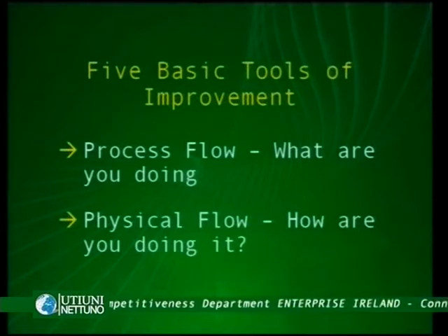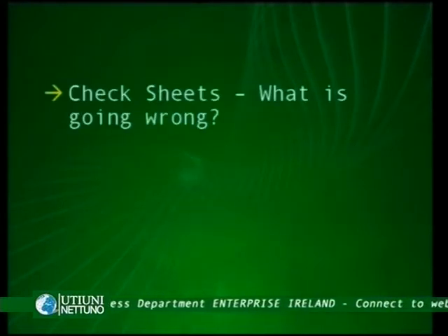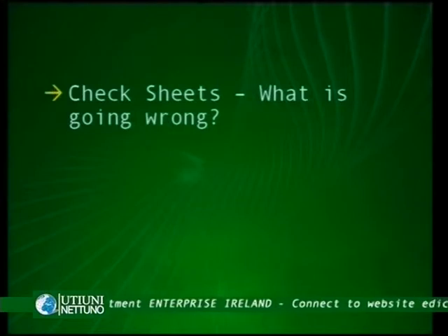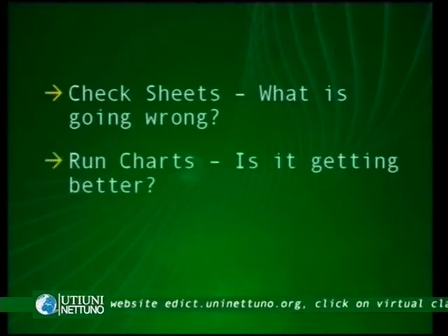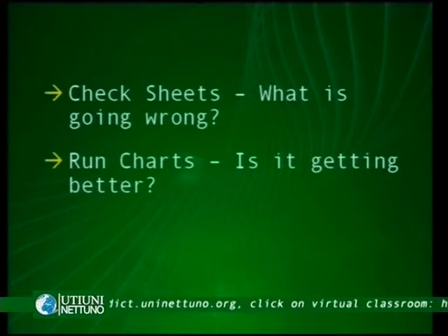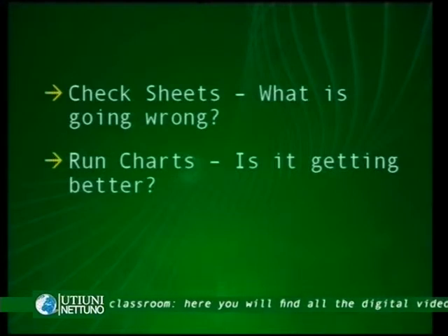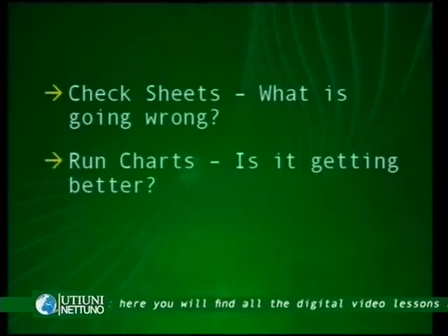In this lesson, we will move on to talk about check sheets, a simple tool and mechanism to help you identify what is going right or going wrong in your business. We will talk about run charts, a way of you being able to see as a manager, a leader, if your operation is getting better or getting worse, and also providing an opportunity to your people to see the same thing.